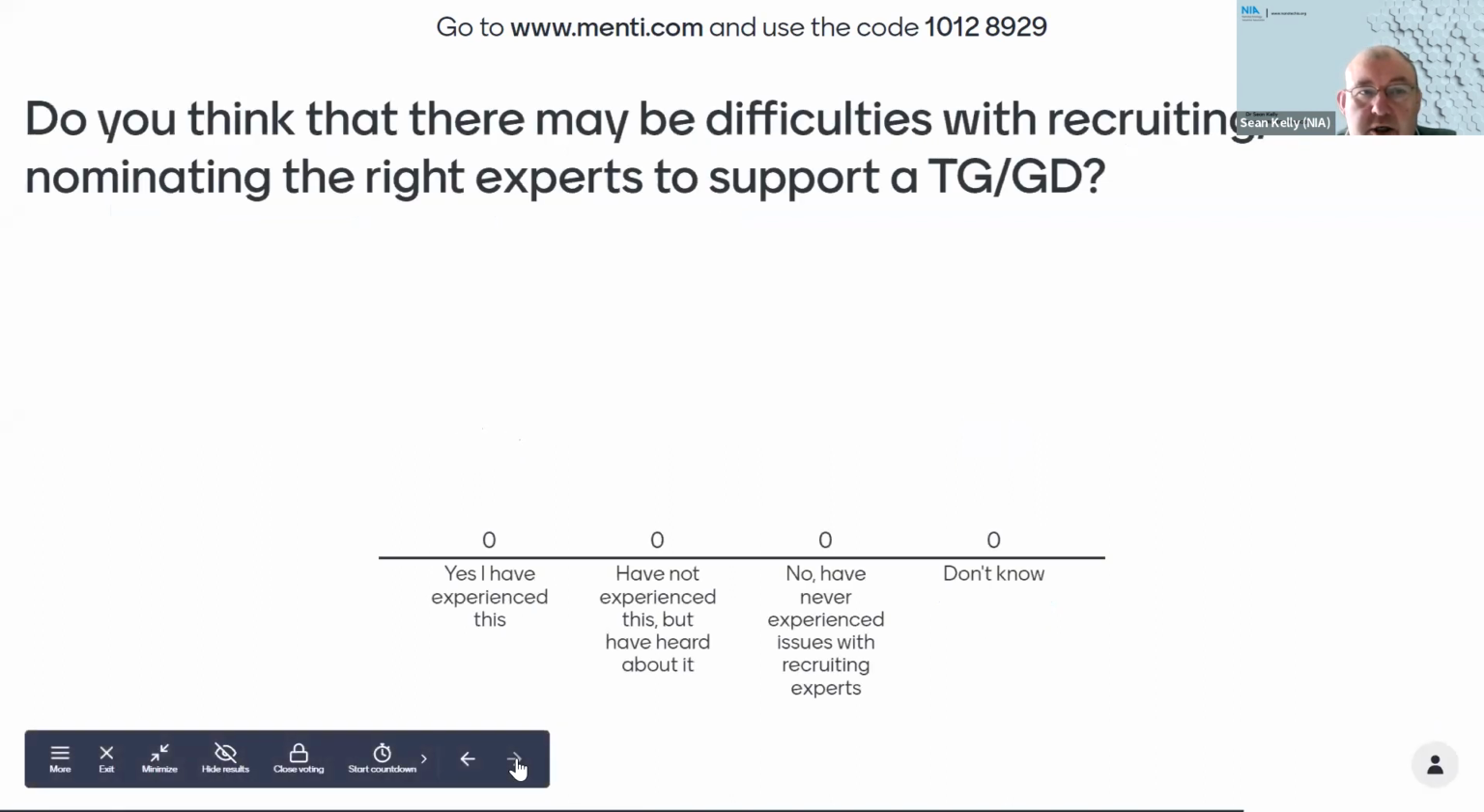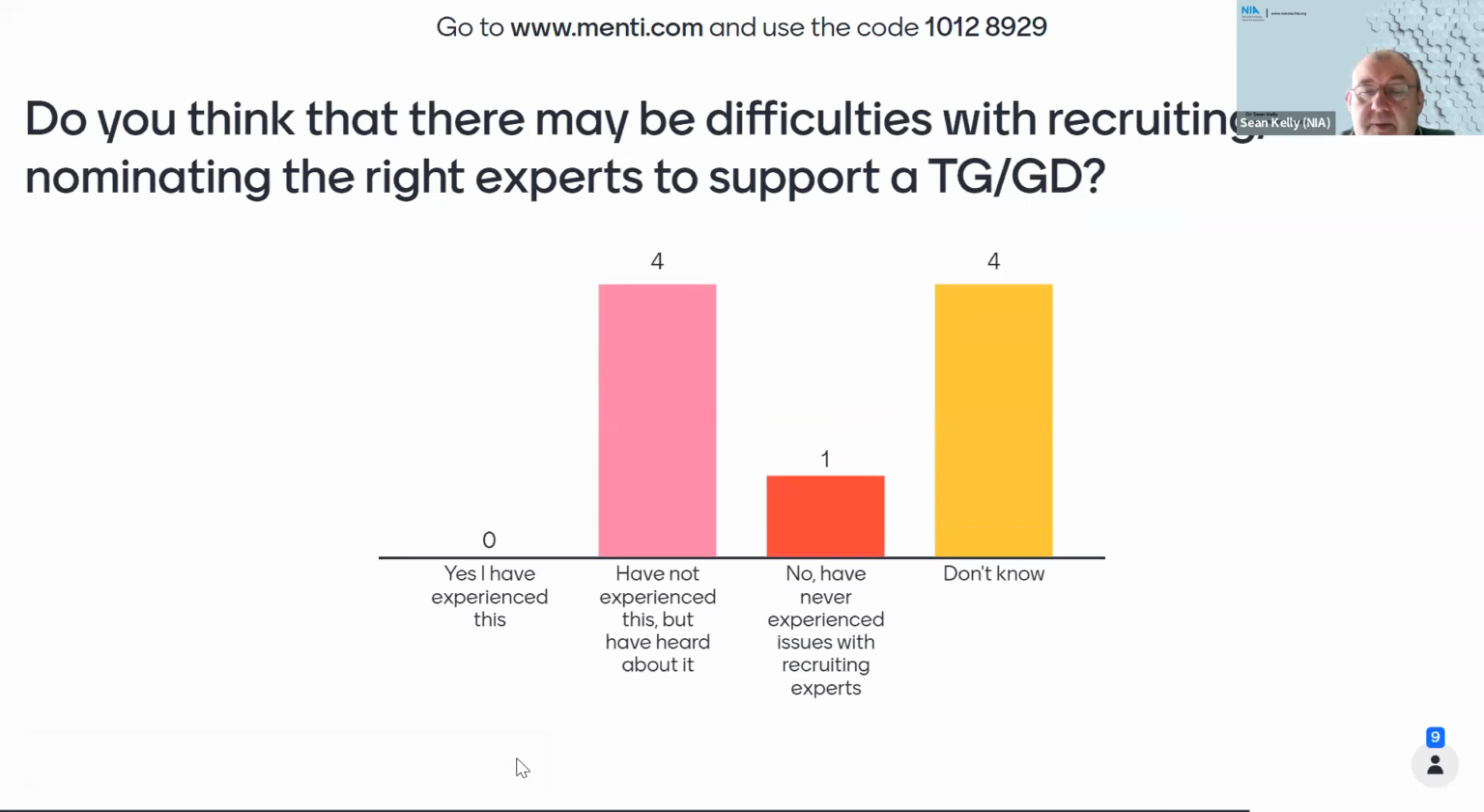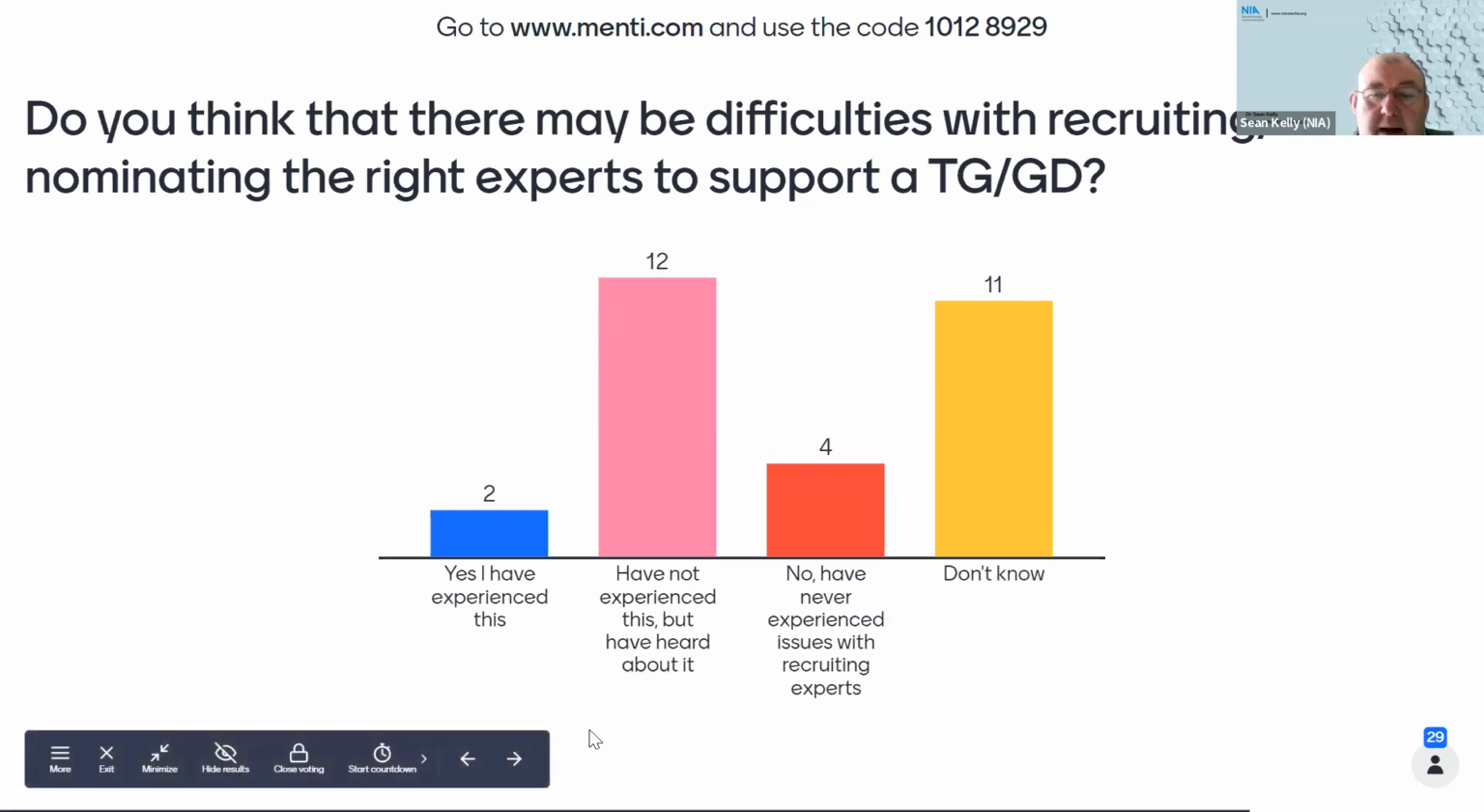So the next question is, do you think there may be difficulties with recruiting or nominating the right experts to support a test guideline or guidance development? There are several possible answers to this: yes, you've experienced it; have not experienced it but have heard about it; no; or indeed don't know. We can leave this up for a few seconds more for people to get their answers in. And again, I think we're up to probably the maximum we're going to get.